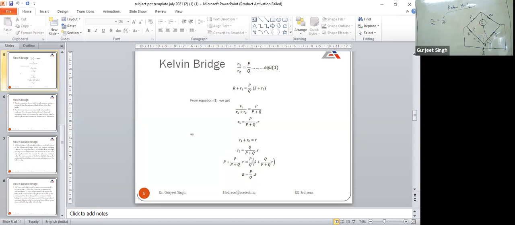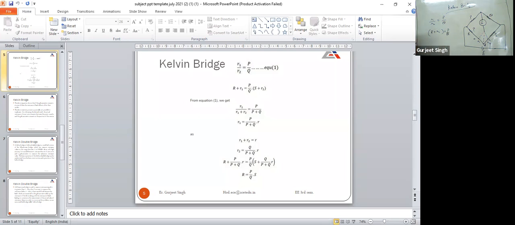So here we have the resistance of this arm, that is R plus r1, because from this point to this point we have the unknown resistance R, and again from this point to this point we have a resistance small r1. So this is equal to P upon Q.